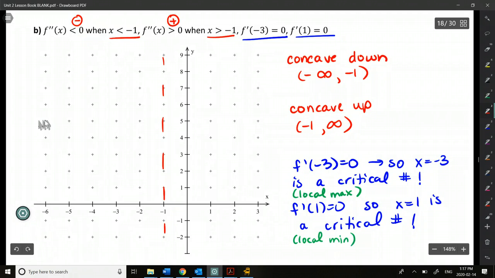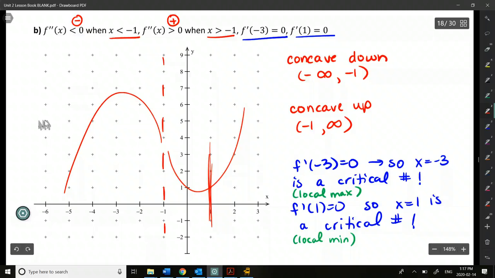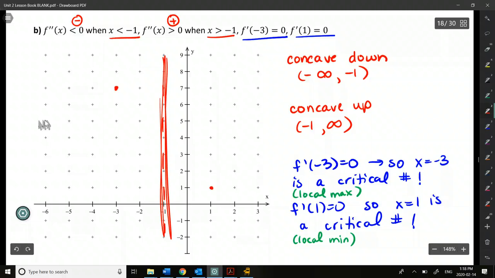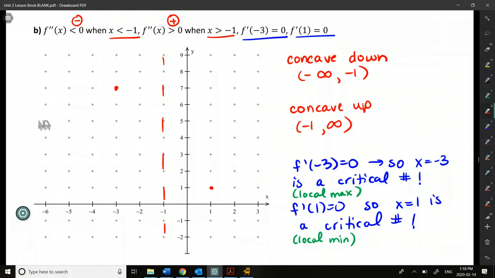Okay, so we don't know how high or how low these points go. We don't have any information about f at -3 and f at 1. So here's what you need to make sure of. You need to make sure that this area is concave down, this one's concave up, and that your local min is along x = 1, and your local max is along x = -3. So choose a point, it doesn't really matter. You can put your local max there and your local min there. And then there's going to be a point of inflection right here, along the line where x equals -1, where it needs to change from concave down to concave up.